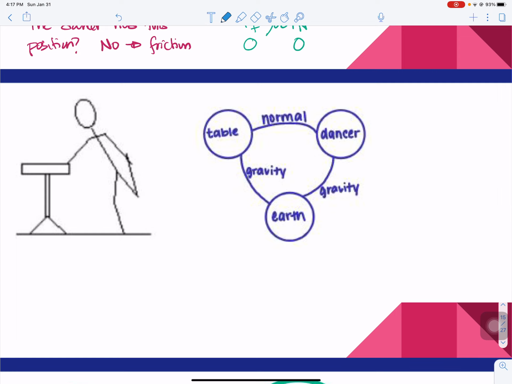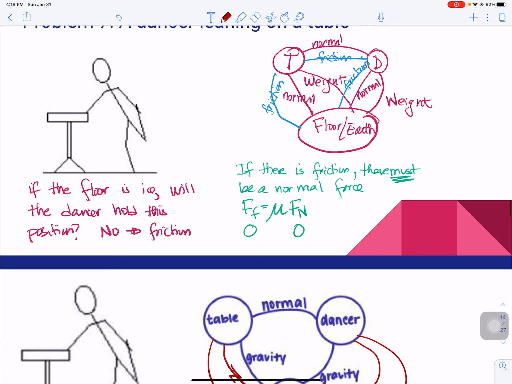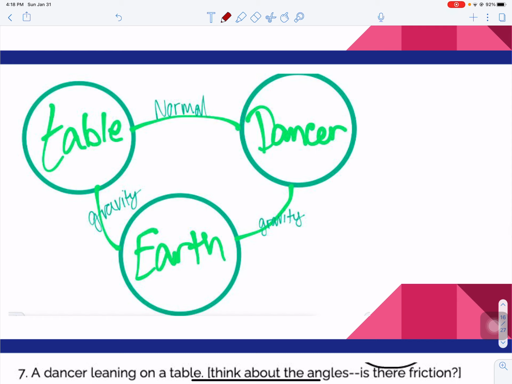All right, so we are missing multiple interactions. We know that we have to have normal, and we have to have friction. And we have to have normal, and we have to have friction. Let's make sure I haven't missed anything. 1, 2, 3, 1, 2, 3. Okay, we're good. Again, normal, friction, normal, friction.